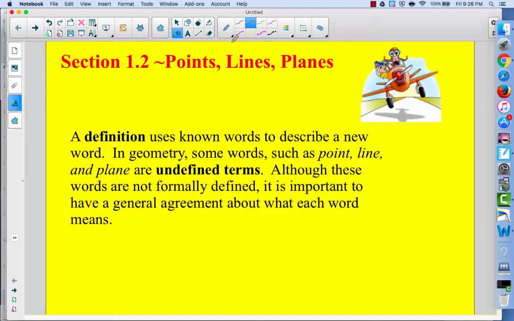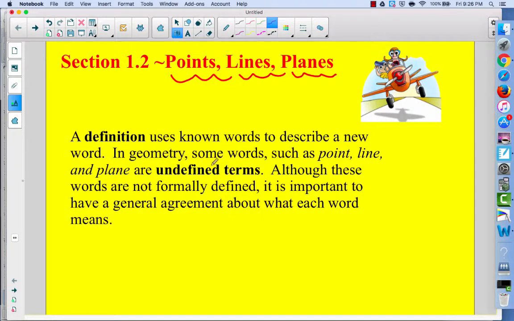Everyone, today's lesson is section 1.2, points, lines, and planes. It's really my favorite day because it's our first day of geometry. In geometry, we're going to be learning lots of definitions, lots of things called theorems and postulates, which we'll get to later. But a definition uses known words to describe a new word.